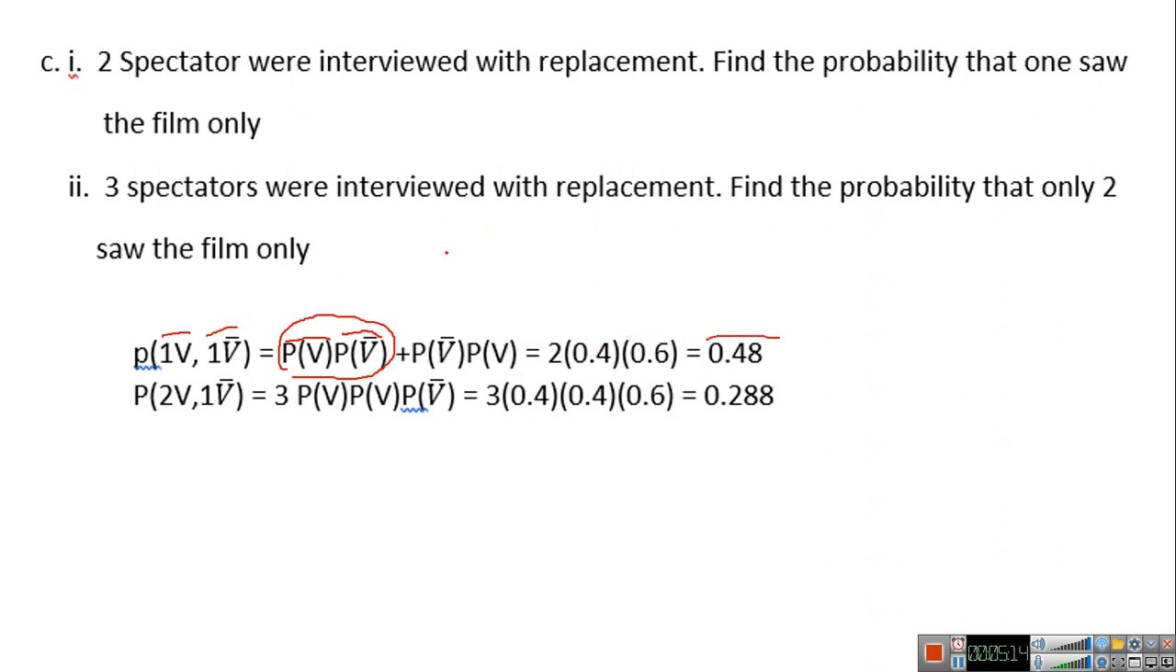Now I have 3 spectators. Find, with replacement, I can pick the one more than one time. Find the probability that only 2 saw the film.